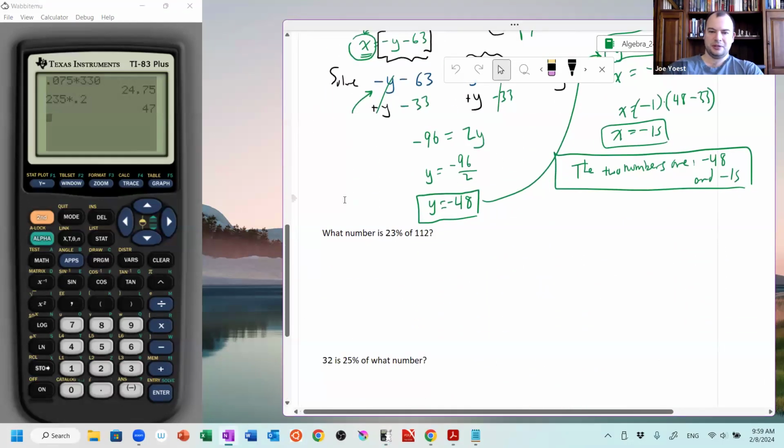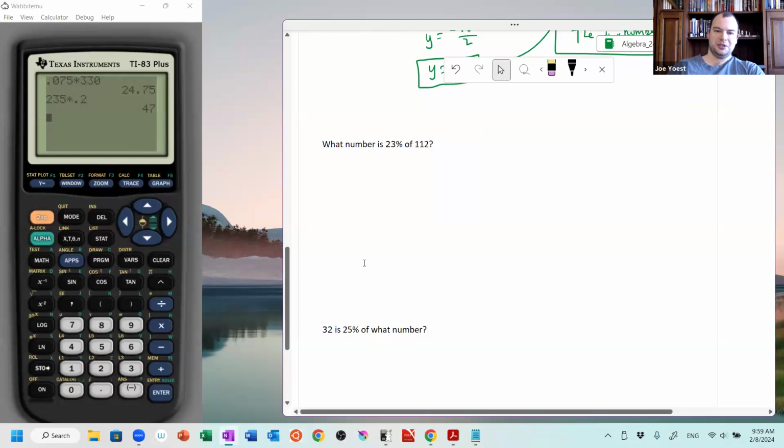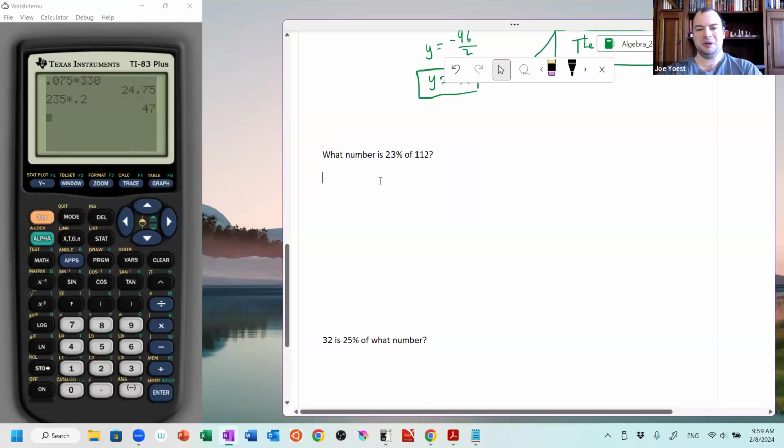Okay, so let's work on these problems. So we'll take maybe a minute and a half to work on this first one. If you finish this first one early, you can start on the next one.